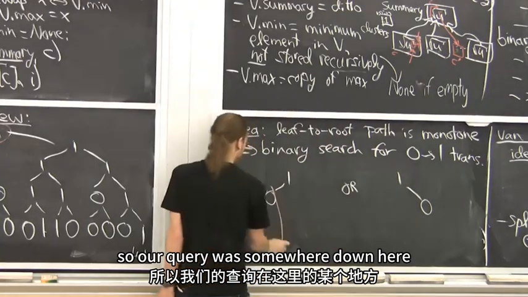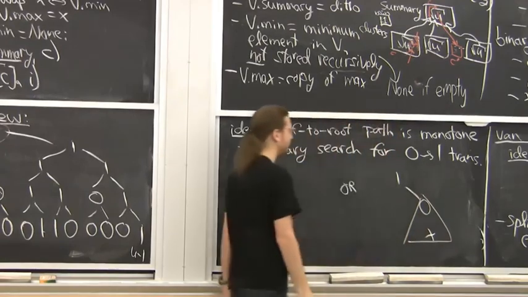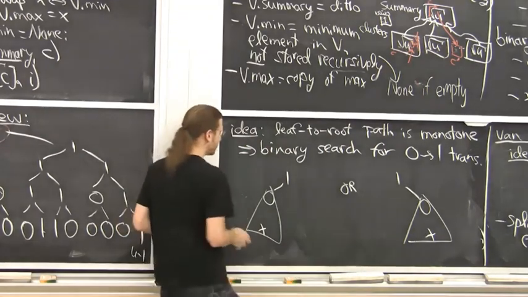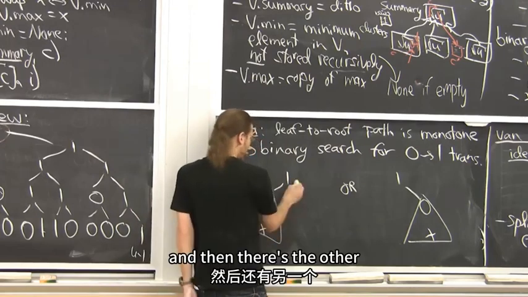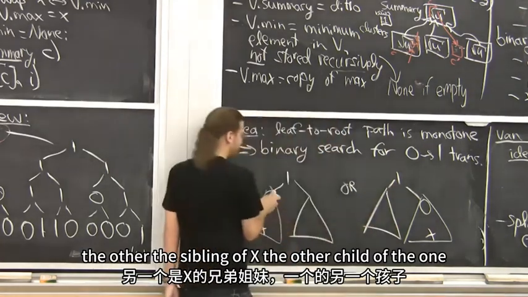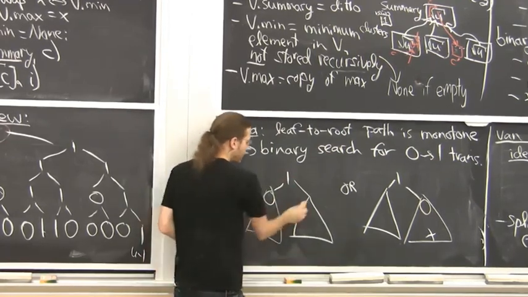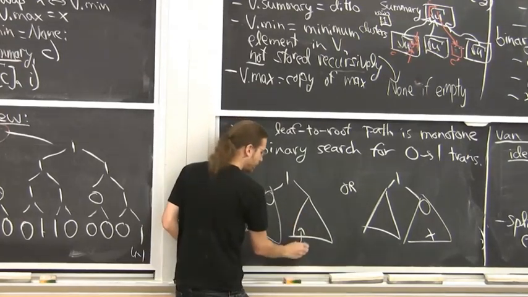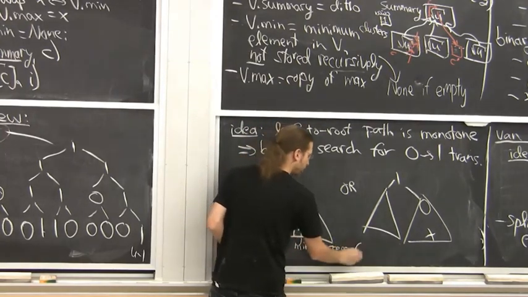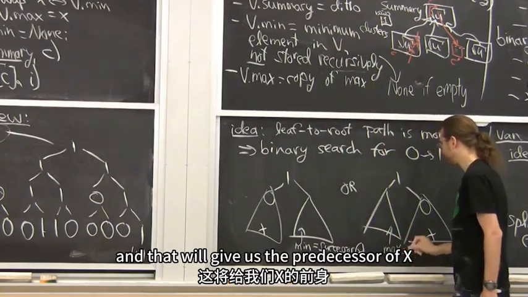So our query was somewhere down here in the 0 part. I'm assuming that our query is not a 1, otherwise it's an immediate 0 to 1 transition. And that's a special case. It's easy to deal with. And then there's the other tree, the sibling of x, the other child of the 1. And in this case, we want to take the min, and that will give us our successor of x. And in this case, we want to take the max over here, and that will give us the predecessor of x.